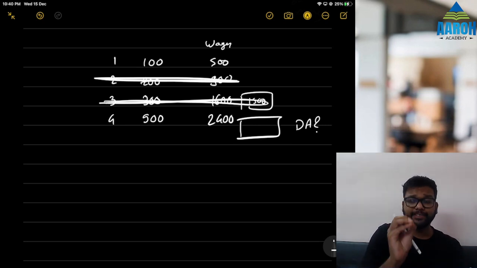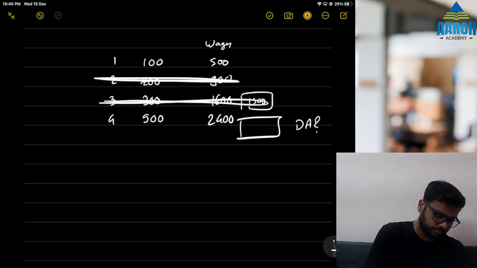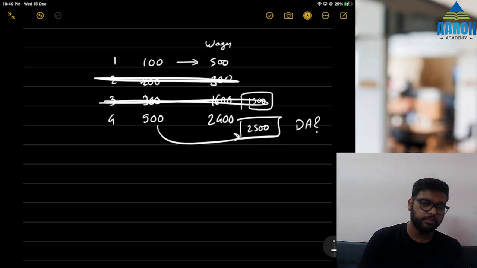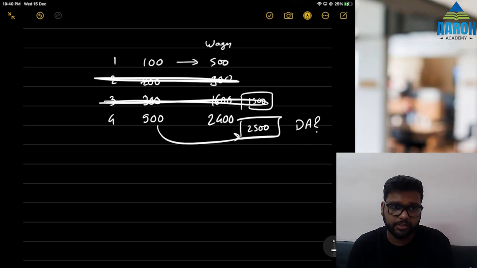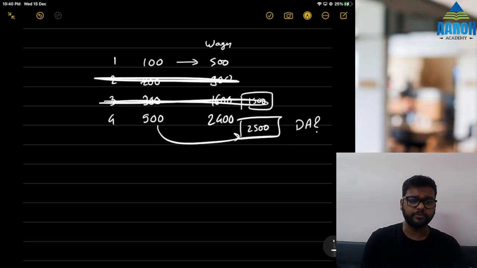100 rupees. Again, same, cross multiply. 100 is to 500, so 500 is to 2500. So he should get 100 rupees extra. So dearness allowance should be 100 rupees. That's it. So index numbers is all about cross multiplication, nothing else.